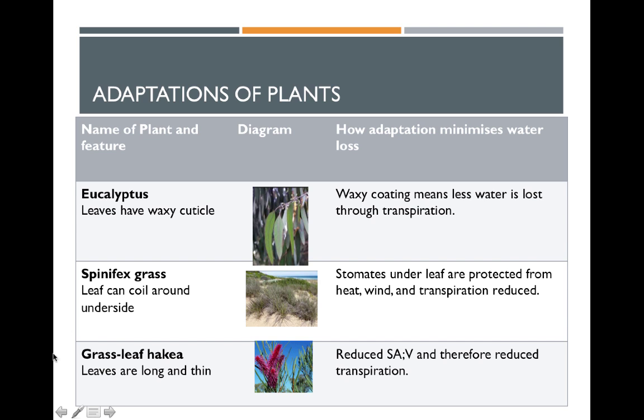The grassleaf hakea have really long and really thin leaves. That's so that there's a reduced surface area facing the sun. If there's less surface area facing the sun, the plant doesn't get as hot, which means that it doesn't evaporate as much water through transpiration. So you can see that transpiration is an essential process. It does help sometimes plants with enough water to help cool themselves, but in most Australian plants we need to try and avoid transpiration because they really need to hang on to the water access that they have.